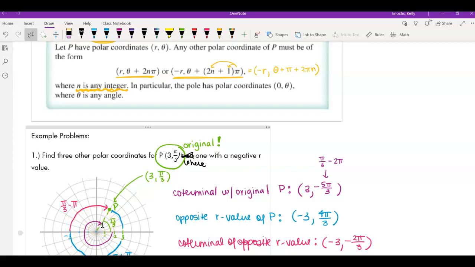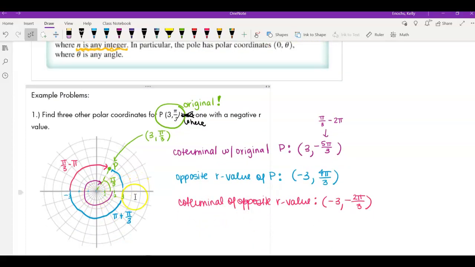Okay? Now, you can also write your opposite r value. So that means instead of going to the right 3, we would go to the left 3. So you can see now I'm starting over here. I have to go a full pi and then another pi over 3 to get back to my green dot. So that full pi is really 3 pi over 3. And then I went another pi over 3 for my theta rotation. So that's how I got this 4 pi over 3. It was pi plus pi over 3, or 3 pi over 3 plus pi over 3.